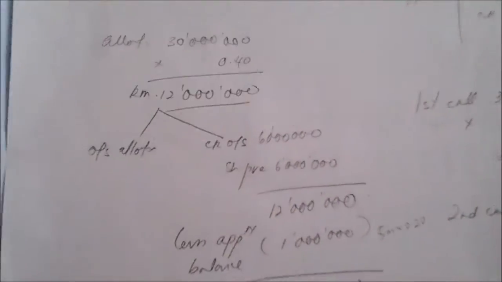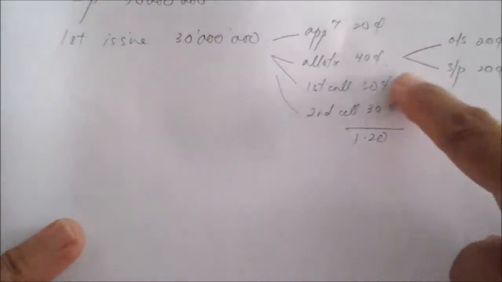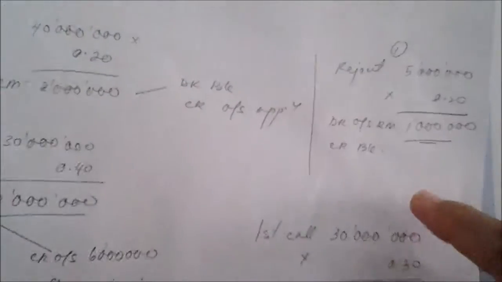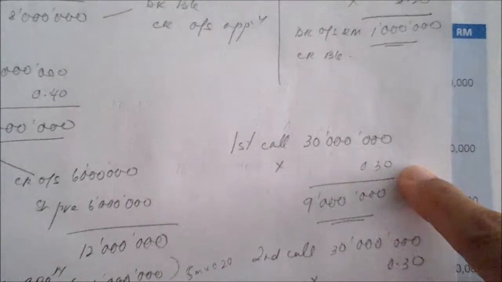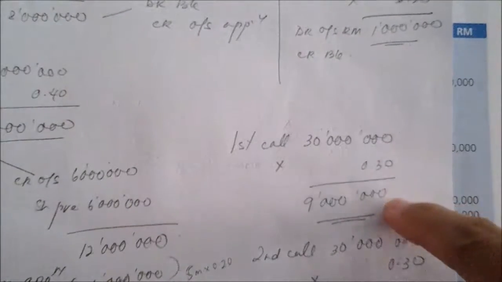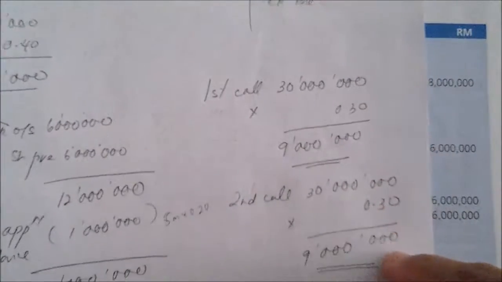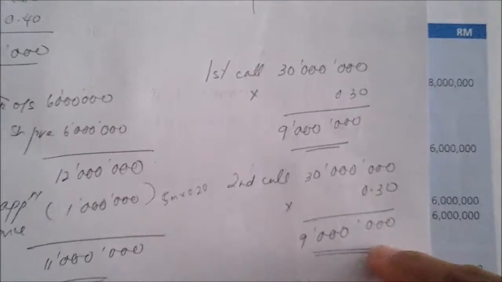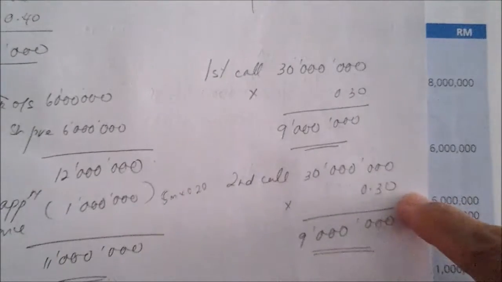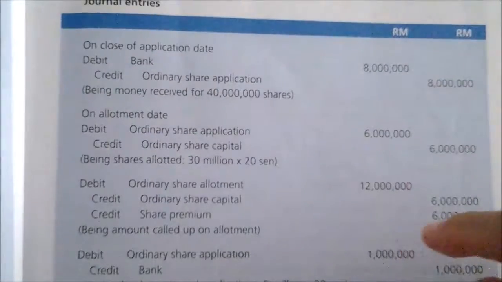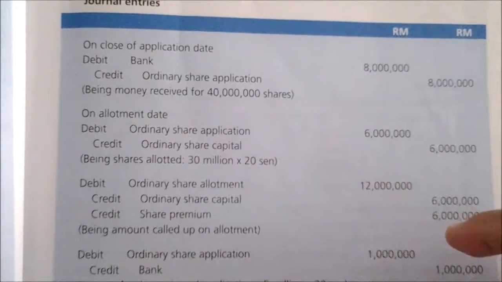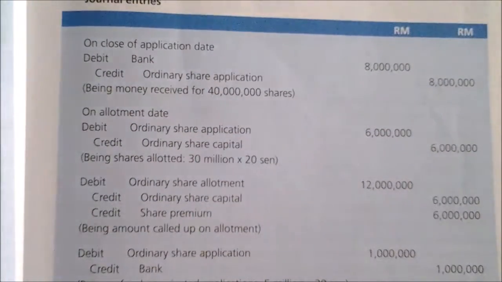Then we go to the first call and the second call. This is easy. Since we already selected 30 million successful applicants, they only pay 30 cents on the first call, so we will receive 9 million, and on the second and final call we will receive another 9 million when they pay another 30 cents. So these are the journals, but the journal is a bit confusing, so let's see the accounts.